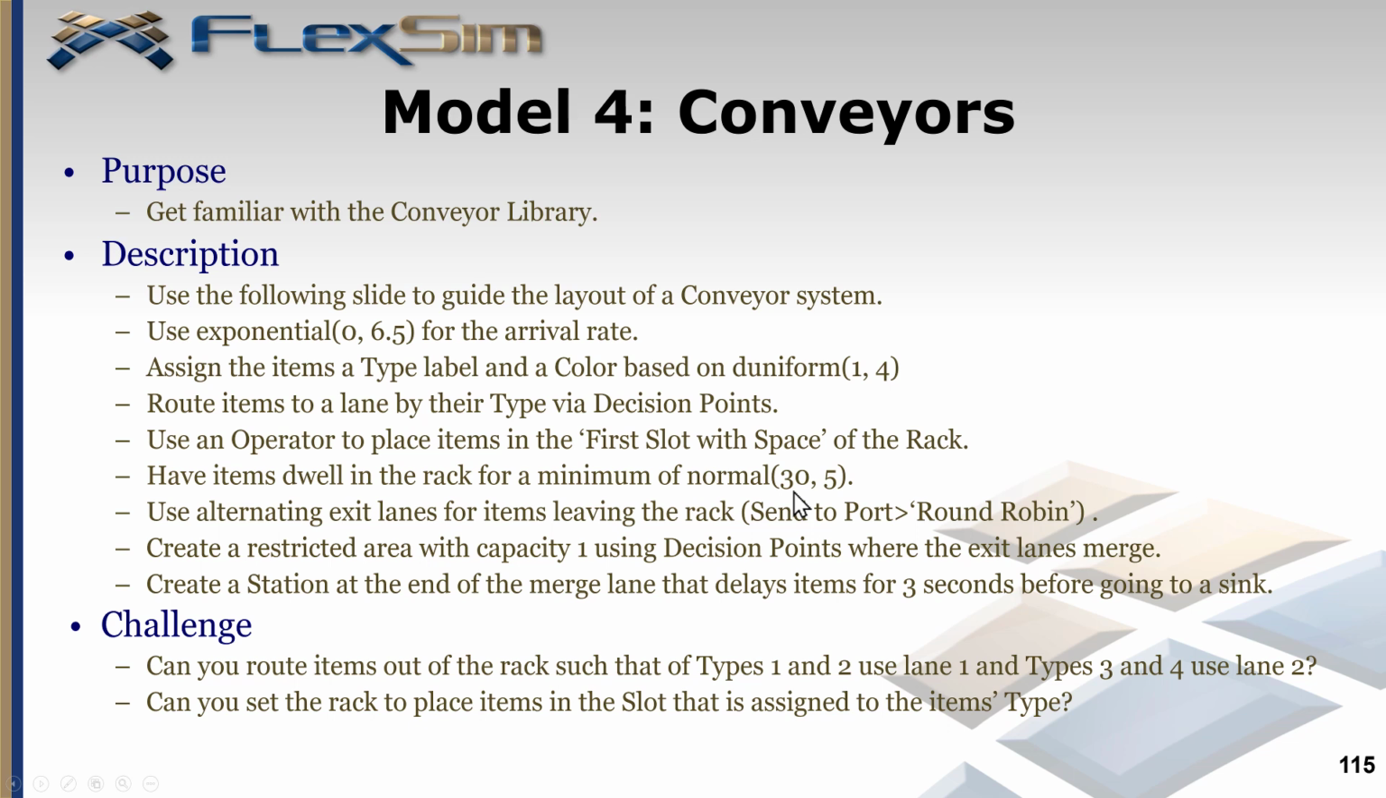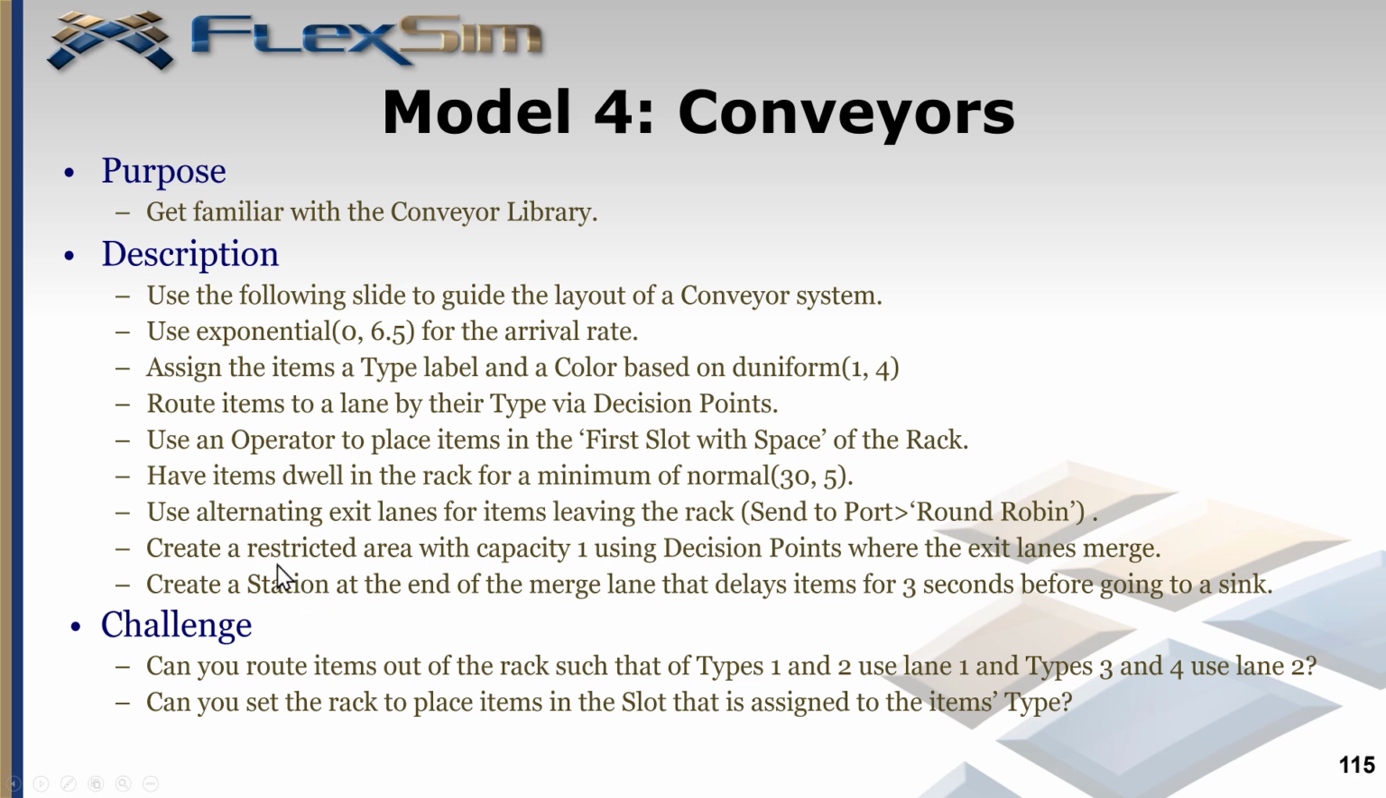Then after the minimum dwell time, they'll be released, and we are going to use alternating exit lanes for the items as they leave the rack. To do this, use a send to port option on the rack called round robin. It'll alternate, first one lane, then the next, then the other, back and forth.